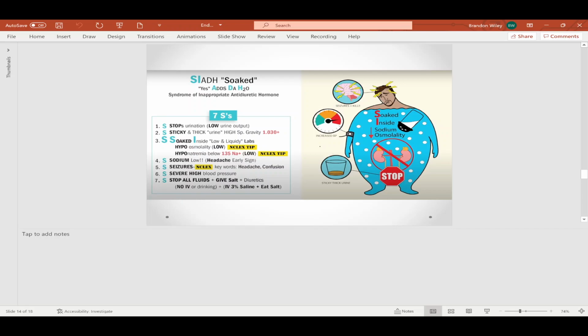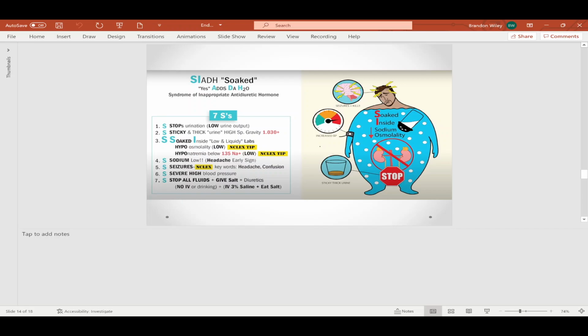Sodium low, so headache's a very early sign of this because you start seeing those neuro changes. Seizures, so that's an NCLEX set of keywords: headache, confusion. So when they start complaining of headache, confusion, draw sodium, especially these patients. If it's too low, notify a physician. Severe high blood pressure, why? You're going to have too much fluid. Look how overloaded this little man is, or big man.